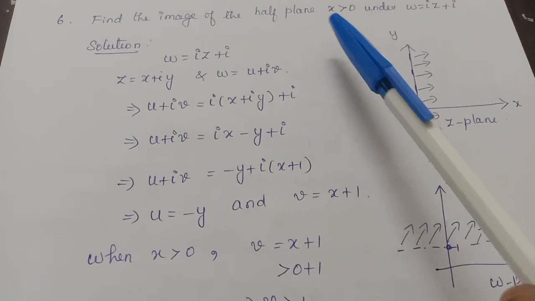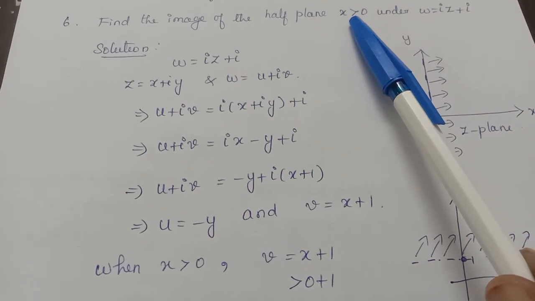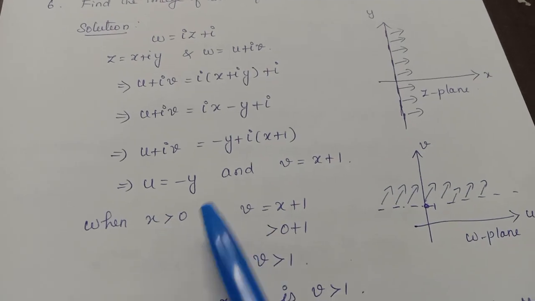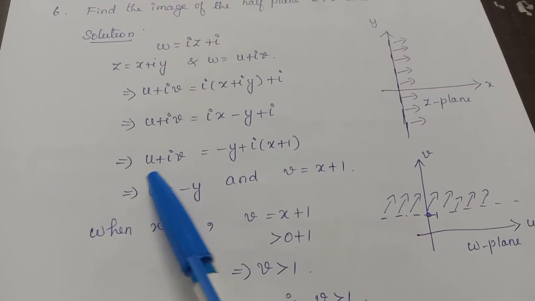Now let us look at the question. What is given? We have to find the image of the half plane x greater than 0. So let x greater than 0. Here I don't have any x terms, so you can omit this.